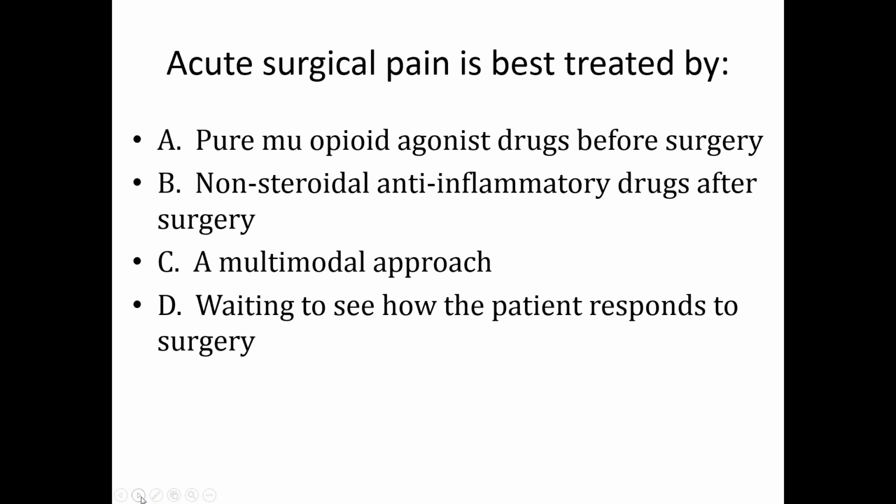So how many people think it's A? Raise your hands. How about B? All right. How many people think it's C? Yes. Good. Hallelujah. All right. I'm not asking any difficult questions here.